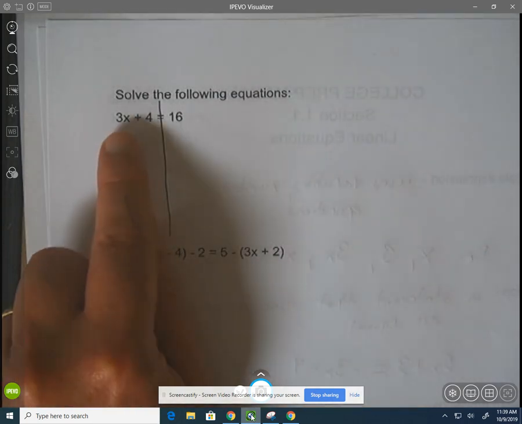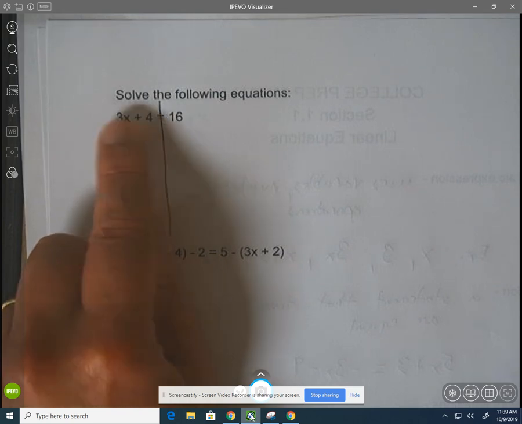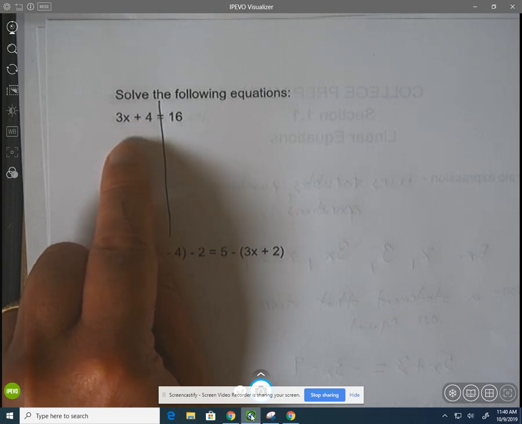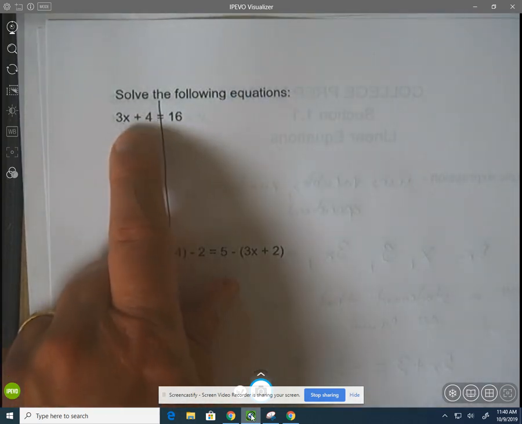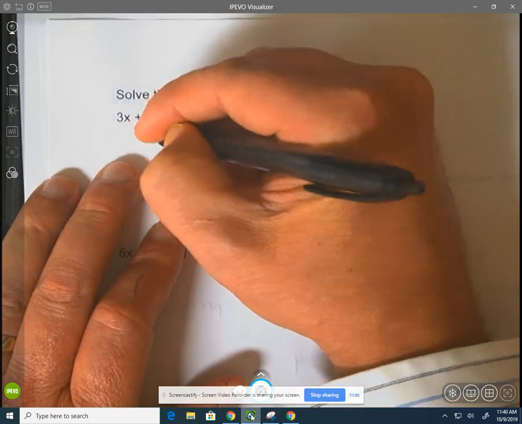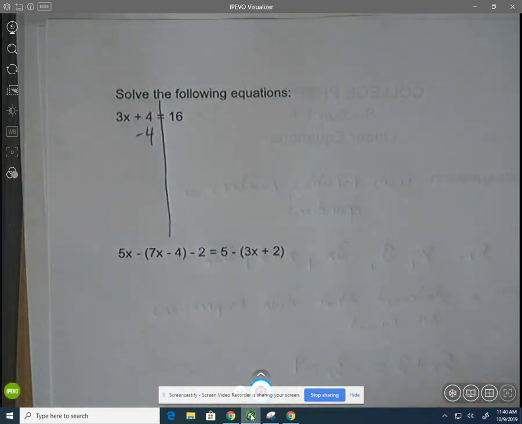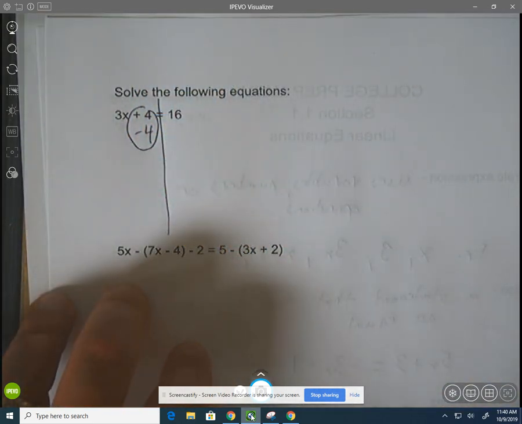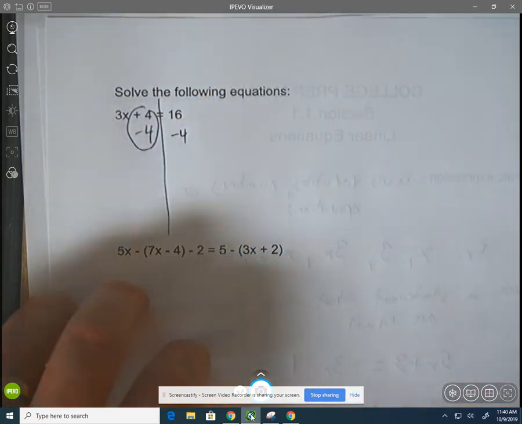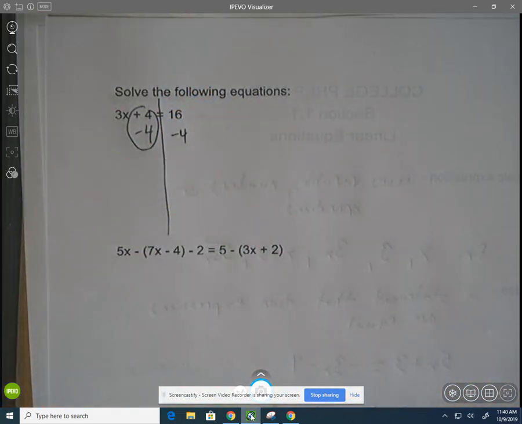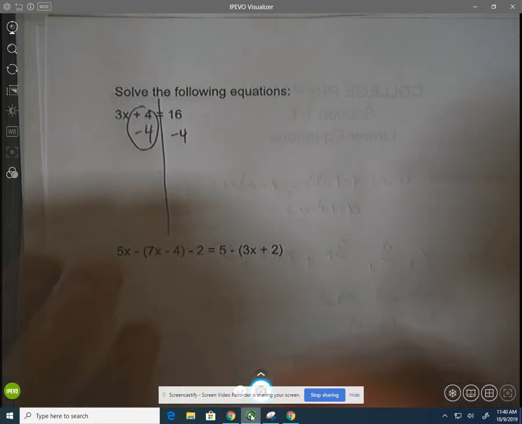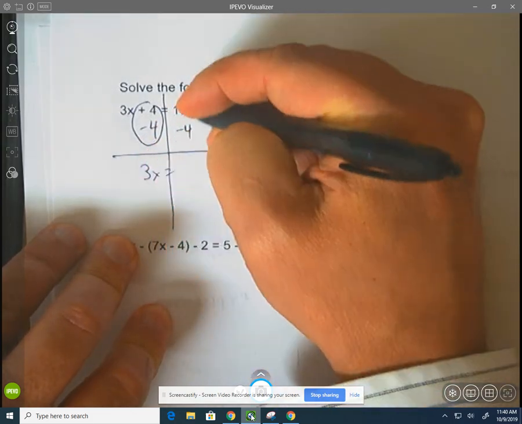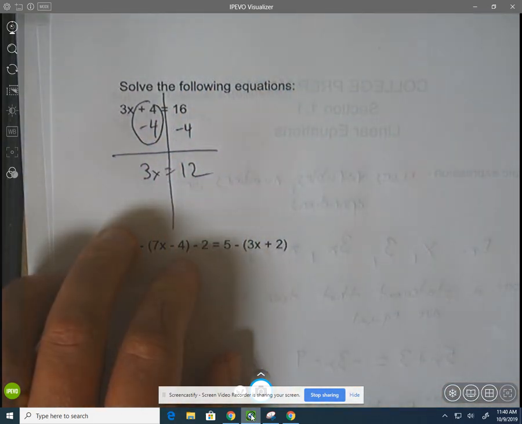Now, order of operations says we do multiplication first and then addition. But we're kind of undoing this problem, and solving equations is all about doing the opposite. So I actually want to do order of operations backwards. So I want to take care of that plus 4 first. I want to eliminate that by subtracting 4. Because if I subtract 4, that makes that 0, and that's perfectly okay as long as I keep it balanced by subtracting 4 on the right-hand side as well. So what that gives me now is 3x plus 0, or just 3x, and 16 minus 4 is 12.